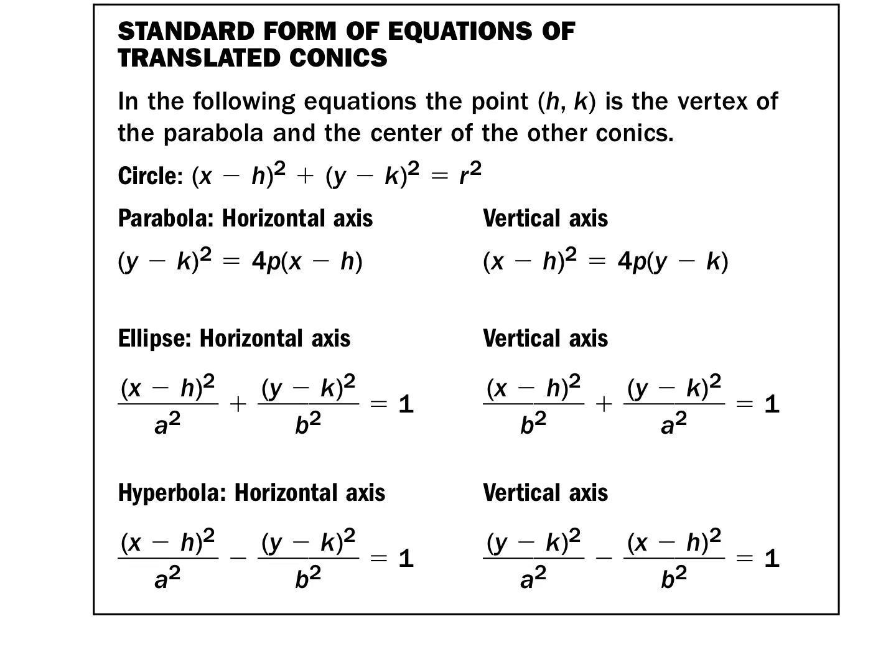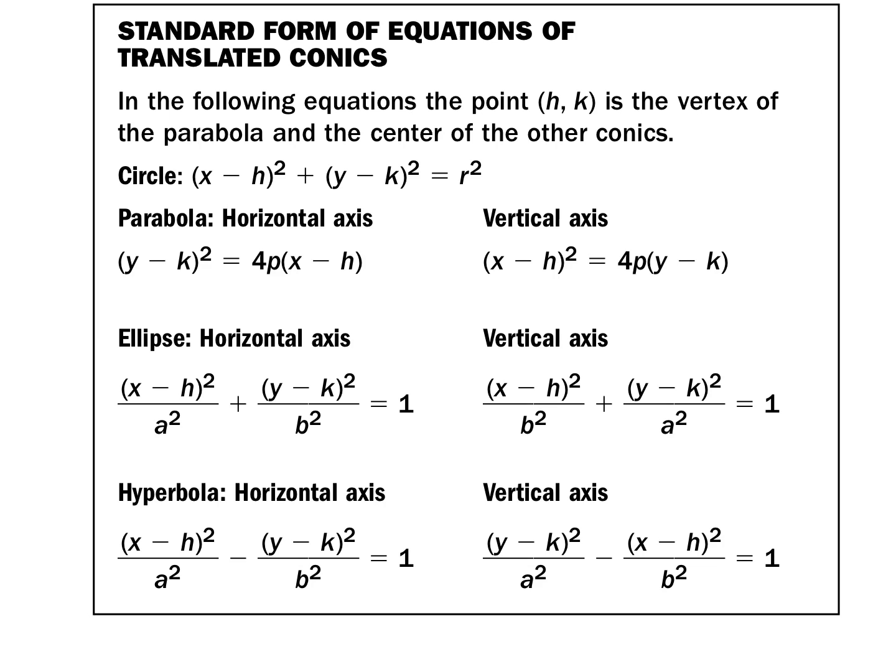Okay, so this is part one of identifying and graphing conic sections. And what you can see here is that we're going to first be talking about the standard form of equations of translated conics. So that's important. We're talking about translated conics. Conics where point h, k is either the vertex if it's a parabola, or the center if it's any other conic. Okay, so in a parabola, h comma k is the vertex.